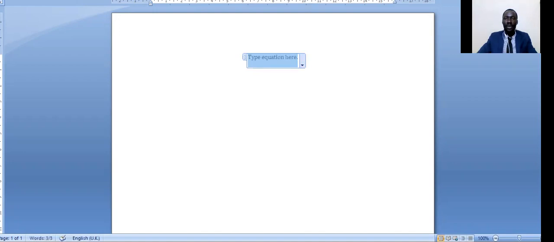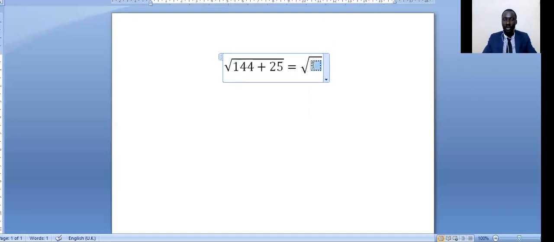So we are dealing with the square root of 144 that has got to be added to 25. Now the thing you notice here is that these two numbers can be added. And when we add these two numbers, what do we get? Well, we'll be getting 165. And so the square root of 144 added to 25 will now become the square root of 165.